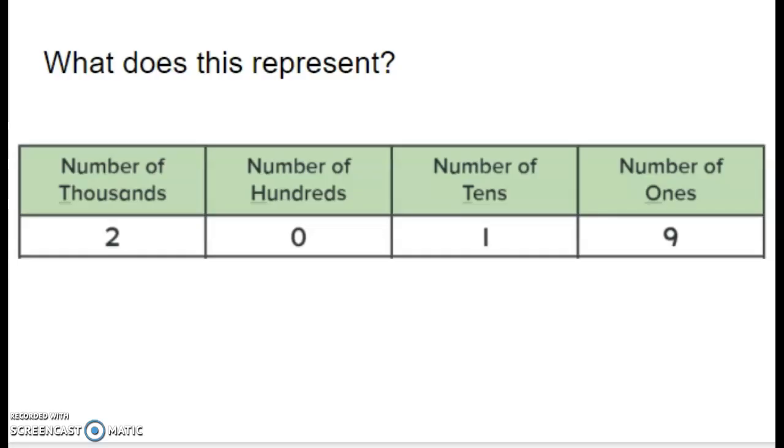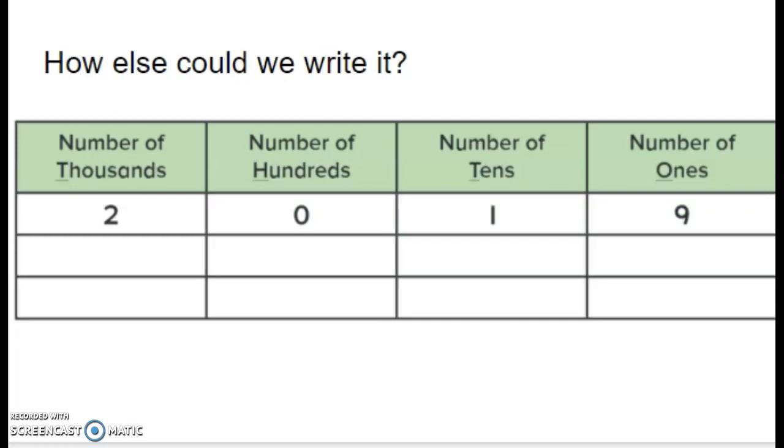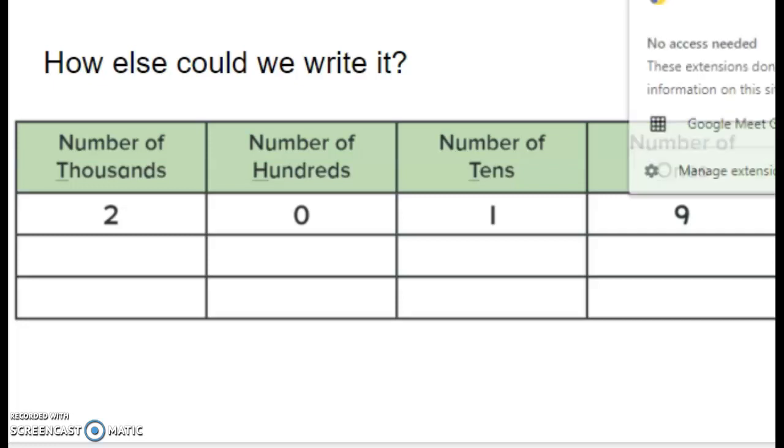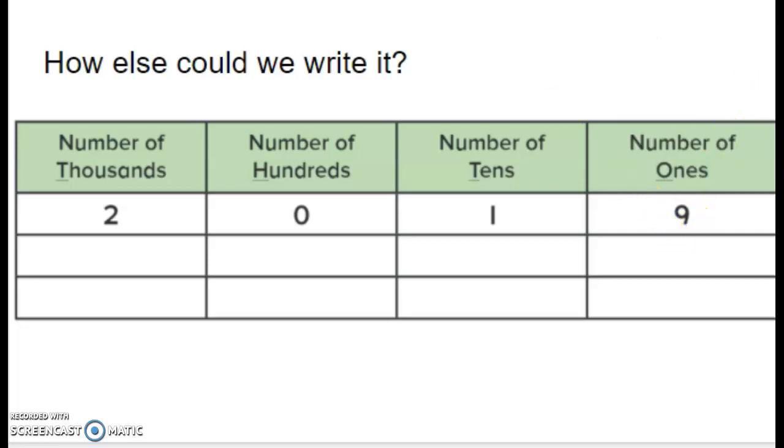So first, I want you to write down what this number represents. You have 2 thousands, 0 hundreds, 1 ten, and 9 ones. Okay. How else do you think we could write this number? Well, could we possibly break our tens into 10 ones and add it to the ones? So we're going to take 0 tens, and now we have 19 ones, 0 hundreds, and 2 thousands.